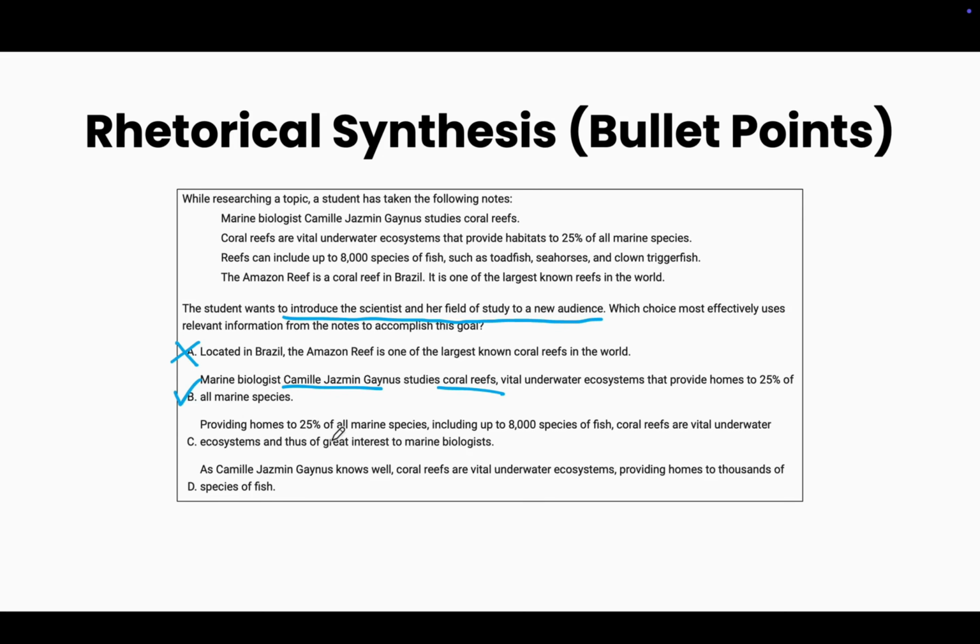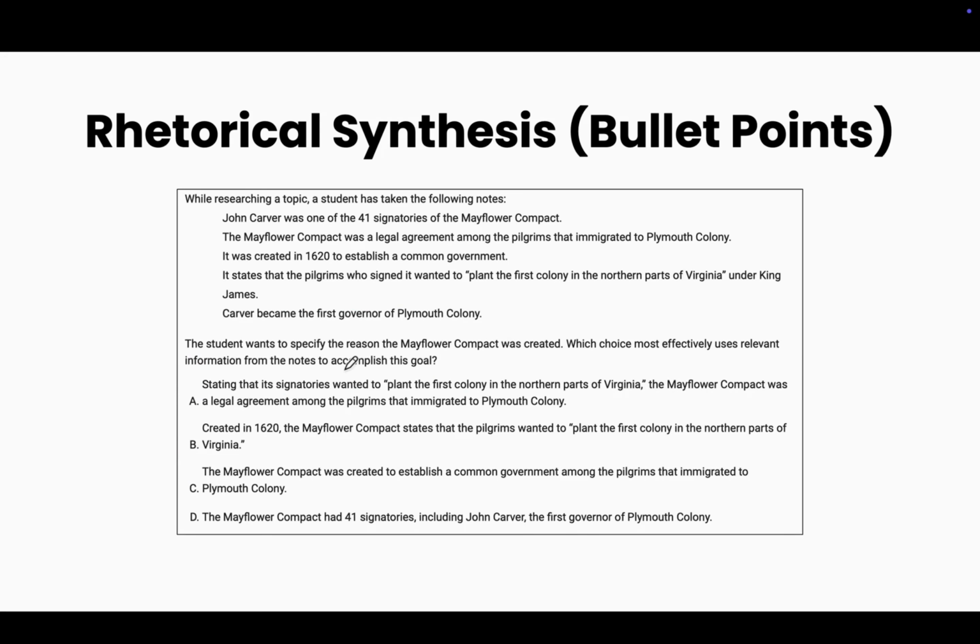Choice C: Providing homes to 25% of all marine species, including up to 8,000 species of fish, coral reefs are vital underwater ecosystems and thus of great interest to marine biologists. This talks about reefs in general, but does not introduce the scientist. Choice D: As Camille Jasmine Gaines knows well, coral reefs are vital underwater ecosystems providing homes to thousands of species of fish. This assumes the audience already knows who she is, but the question specifically says to introduce her. Now we'll move on to the last and final bullet point question and the last and final writing question.